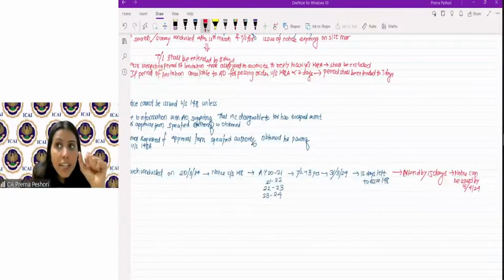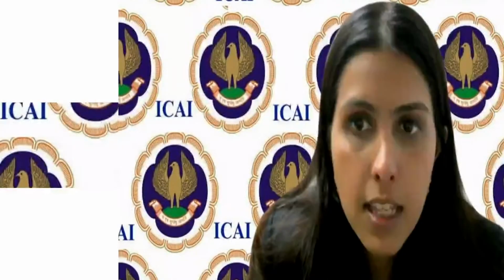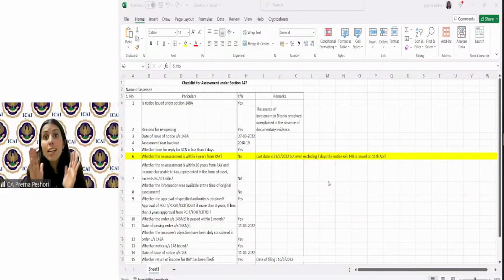Now, if after excluding that period during which the assessee has to reply, the time available is less than 7 days, then the period shall be extended by the 7 days window. Are we clear? So I'll give you one example. This was in one of our assessees. See how we do it exactly. Let me just share the screen. This will help you understand this point practically. This is how we prepare a checklist practically.